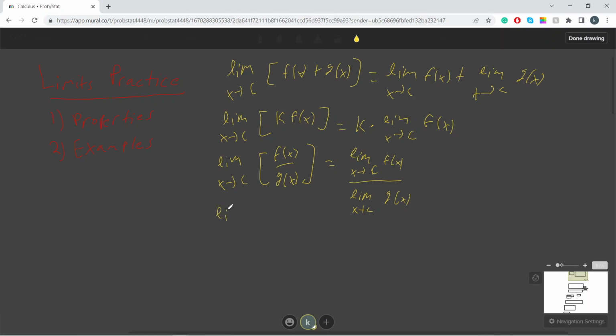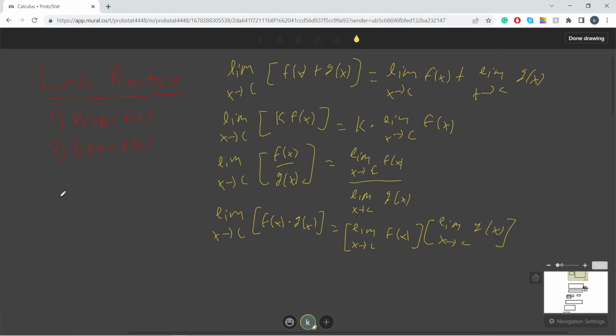And likewise, we could even do a product property of limits too. So if we have the limit as x approaches c of f of x multiplied by g of x, this is just going to be the product of the individual limits. And the last property, we've taken care of the individual arithmetic operations here.